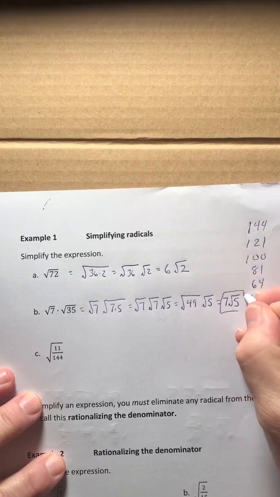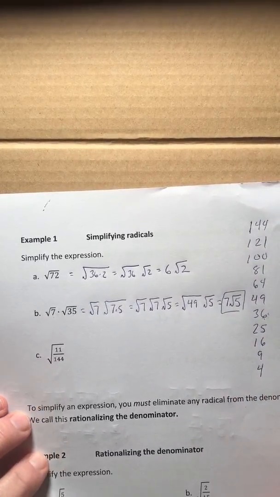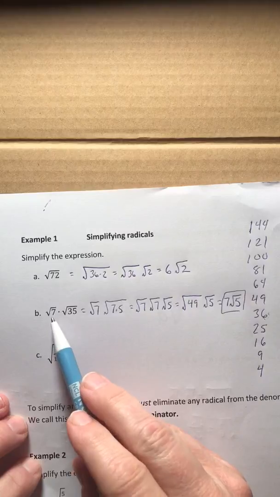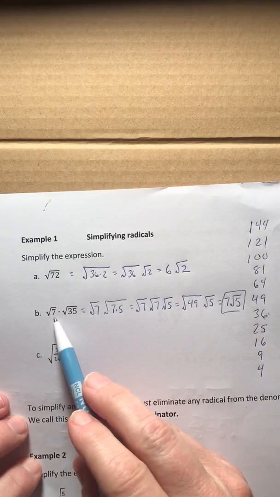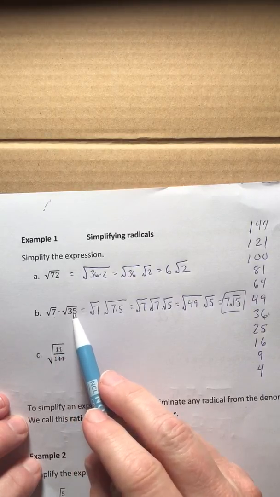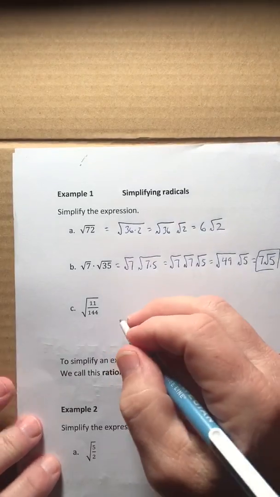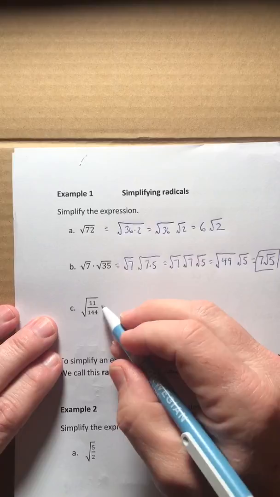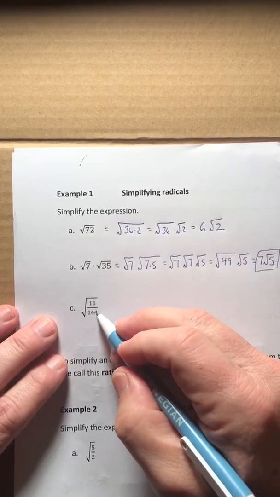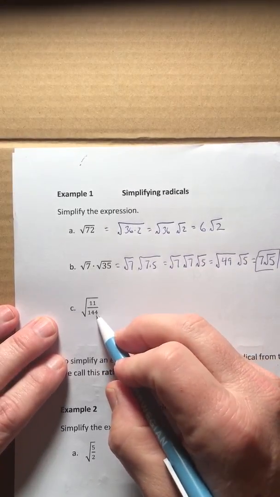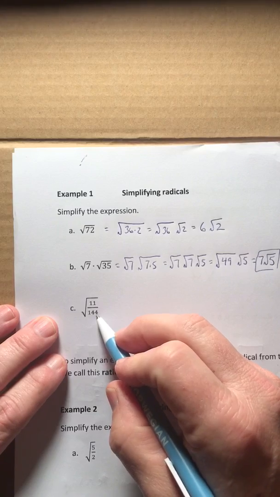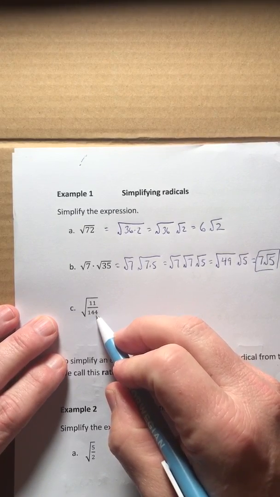That's probably the easiest way to do that problem. All right, if you have something by itself and you know that's not a perfect square and it doesn't have any perfect square factors, see if that number is in there. All right, and then C, for example 1, what you want to look for here is if you have a perfect square in the denominator.